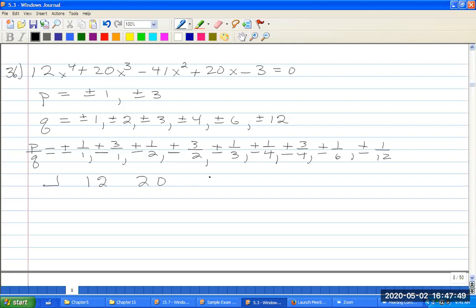12, 20, minus 41, 20, minus 3. So I have a bunch of fractions. Let's try a half first. Let's try 1/2. See if that works.